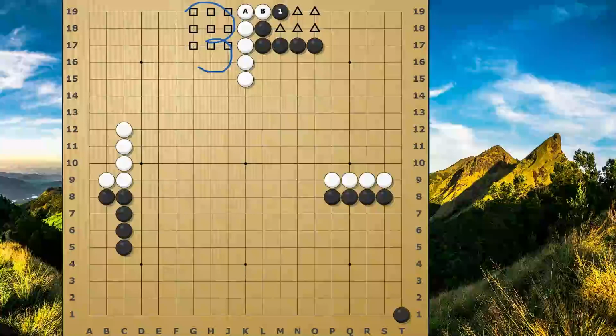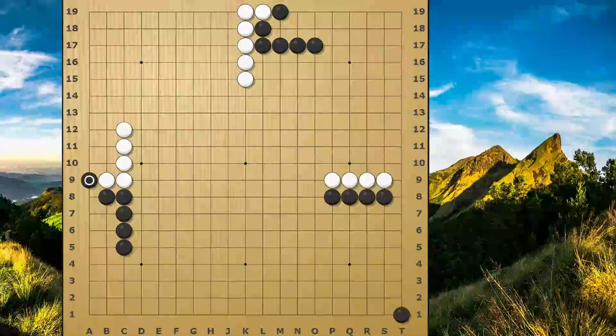Right? And we'll keep this in mind when we look at the left side. So let's say it's black's turn. Black plays here, I'm assuming. White blocks. And black plays here.